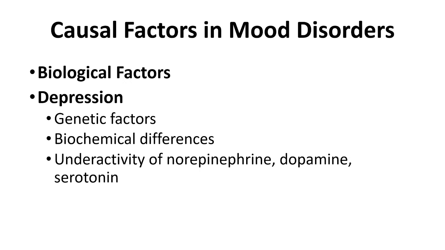There are also measurable biochemical differences between neurotransmitters expressed in the brains of people who have depression and people who don't have depression. And so those who experience depression tend to have an underactivity or a lower quantity of norepinephrine, dopamine, and serotonin present in their brains than people who don't have depression.